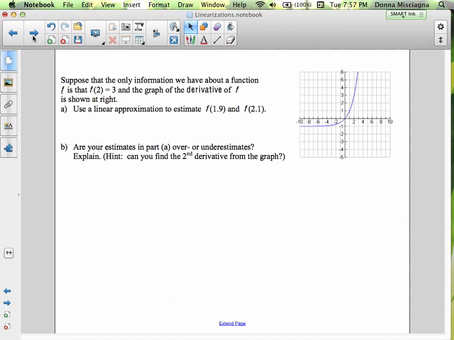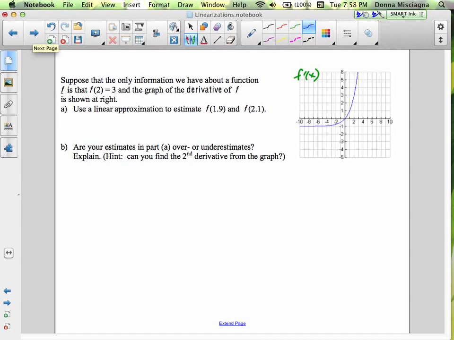All right, so here we have a graph. Suppose the only information we have about a function f is that f of 2 equals 3, and that the graph of the derivative of f is shown at right. So this is the graph of f prime of x. A: Use a linear approximation model to estimate f of 1.9 and f of 2.1. And then B: are your estimates over or under estimates? I don't know if I have enough space there. I'll start it up here and then maybe I'll use an arrow or something like that.